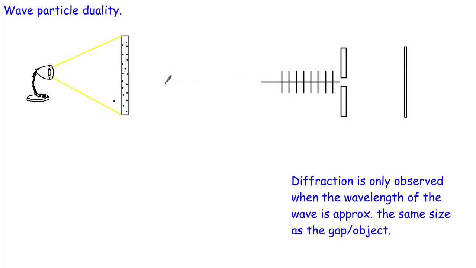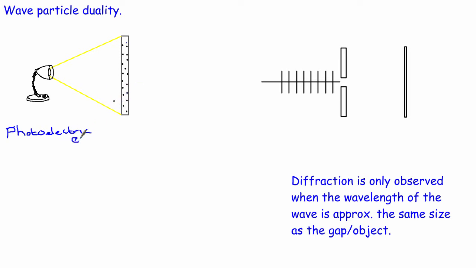Hello and welcome to this video where today we're looking at wave-particle duality. Now in a previous video we had a look at the photoelectric effect, which is this thing here, where we shine light onto a metal and it causes this metal to emit photoelectrons.